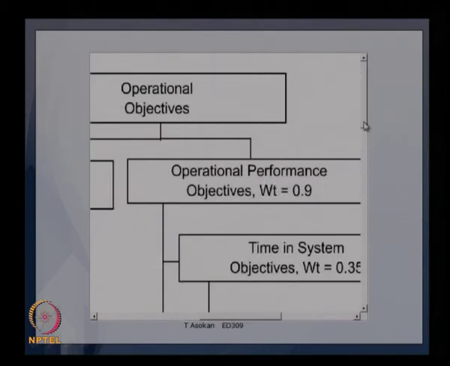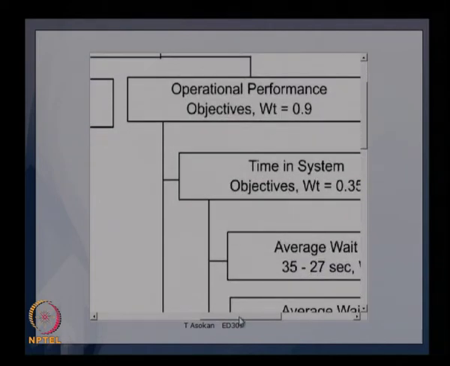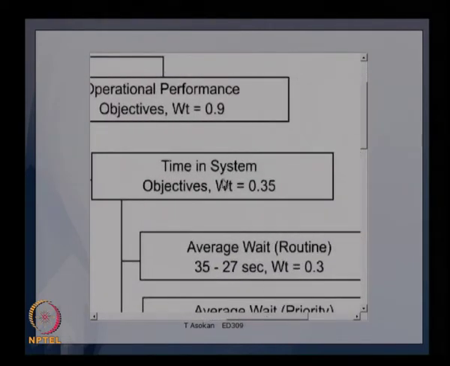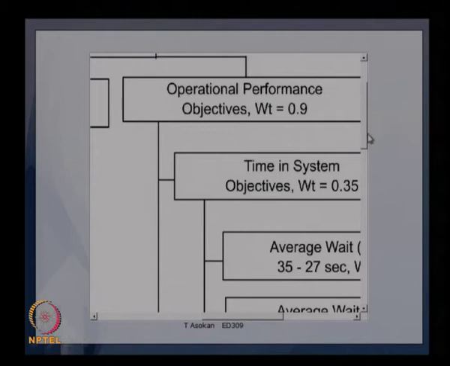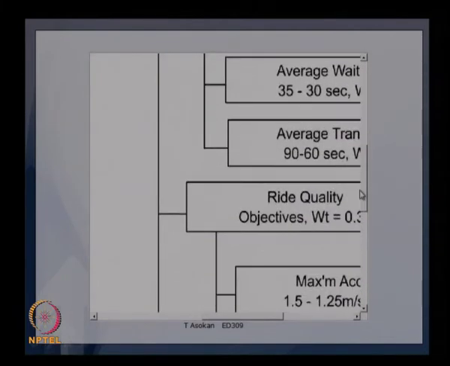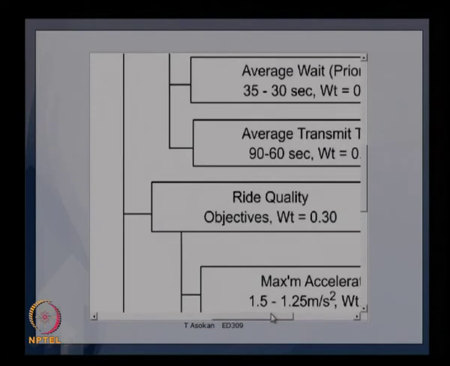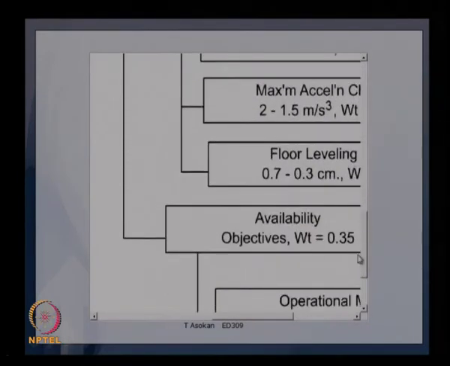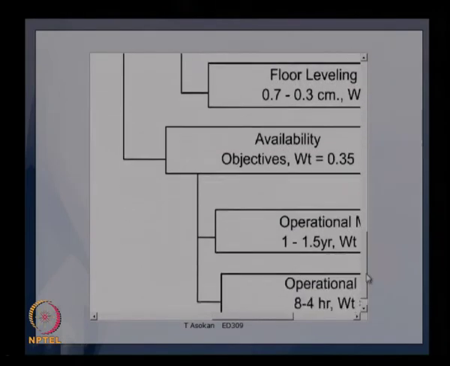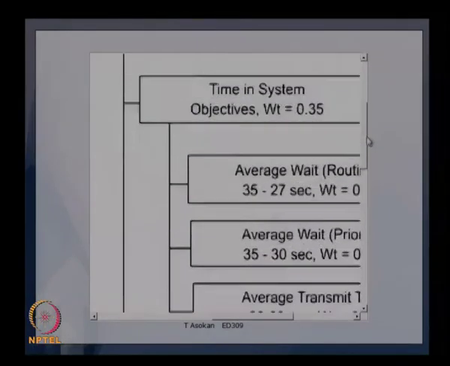And when we look at the operational performance, we will see that there are many other sub objectives coming from the subsystem like time in system. So, in order to get the operational performance objective of 0.9, we have a time in system objective of 0.35, then we have a ride quality objective over here 0.3, and then an availability objective of 0.35. So, these objectives are to be met when we have the trade off.